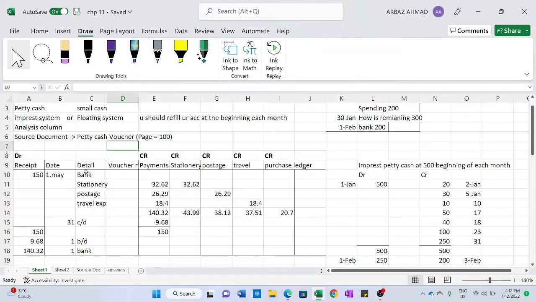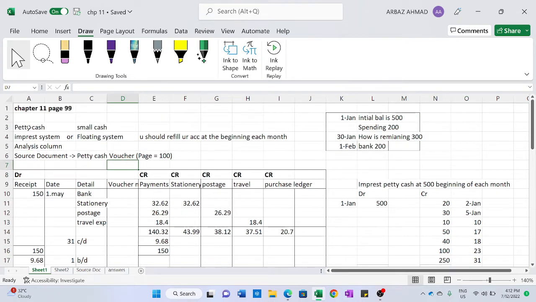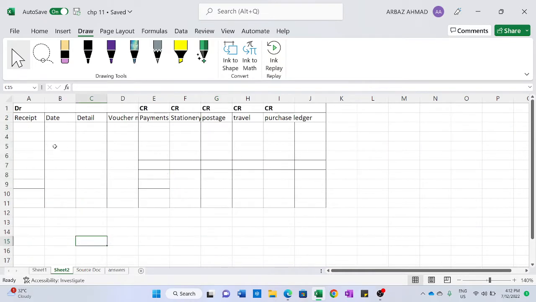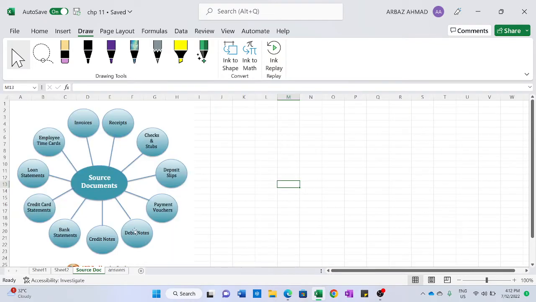Hi there. In the last chapter, chapter 11, we discussed petty cash. Petty means small, and we have the imprest system or floating system, which means at the end of the month we need to have a certain amount, and we need to refill it back to where it originally was. Then we have the debit column and the credit column, and the credit column is further classified depending on how many accounts we have. So this was the normal format, if you remember, and then we had the source documents.